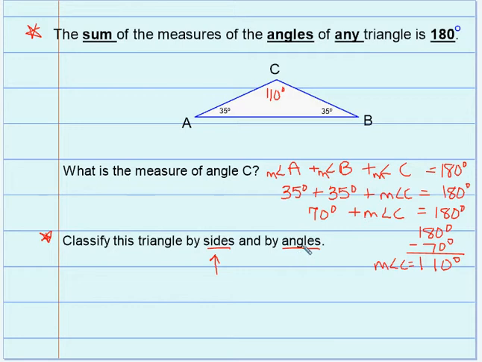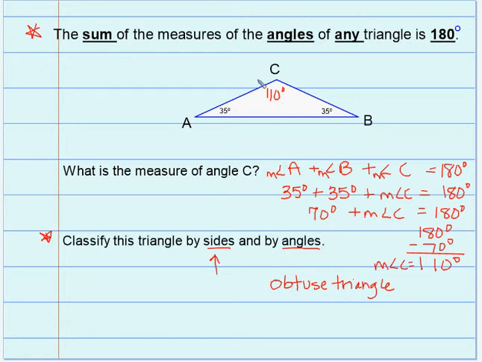Let's classify it by angles. So look at the angles. I have two acute angles and one obtuse angle. So by angles, this is an obtuse triangle. Okay, one obtuse angle makes it an obtuse triangle.